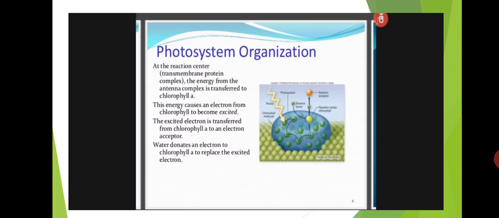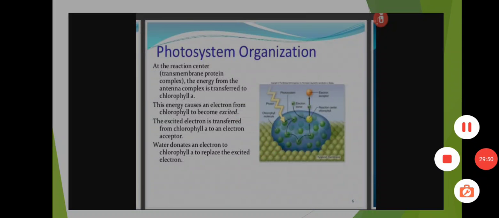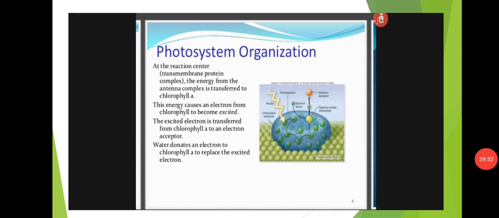The excited electron is transferred from chlorophyll A to the electron receptor. First, by using photon energy, electrons become excited. Then that excited electron is transferred from chlorophyll A to the electron acceptor. Water donates an electron to chlorophyll A to replace the excited electron. This is the photosystem organization.